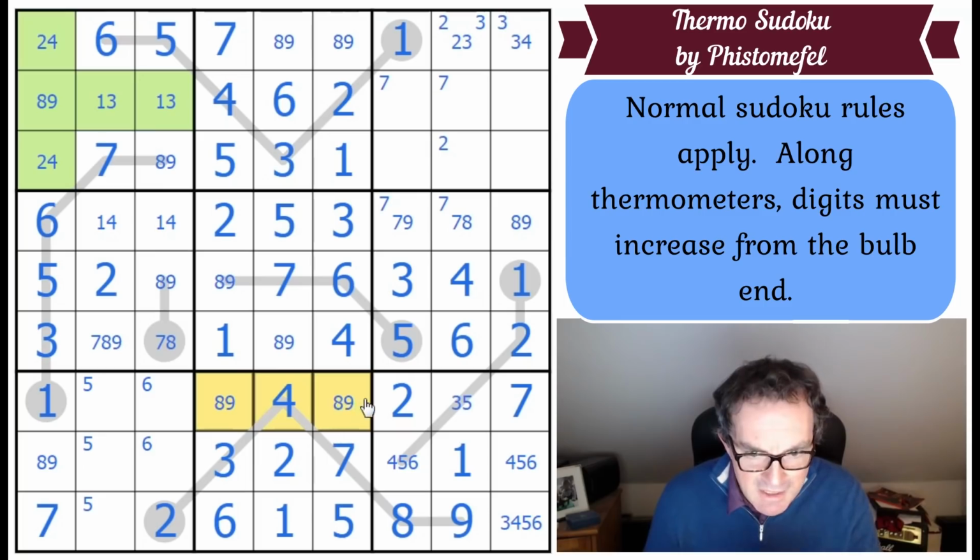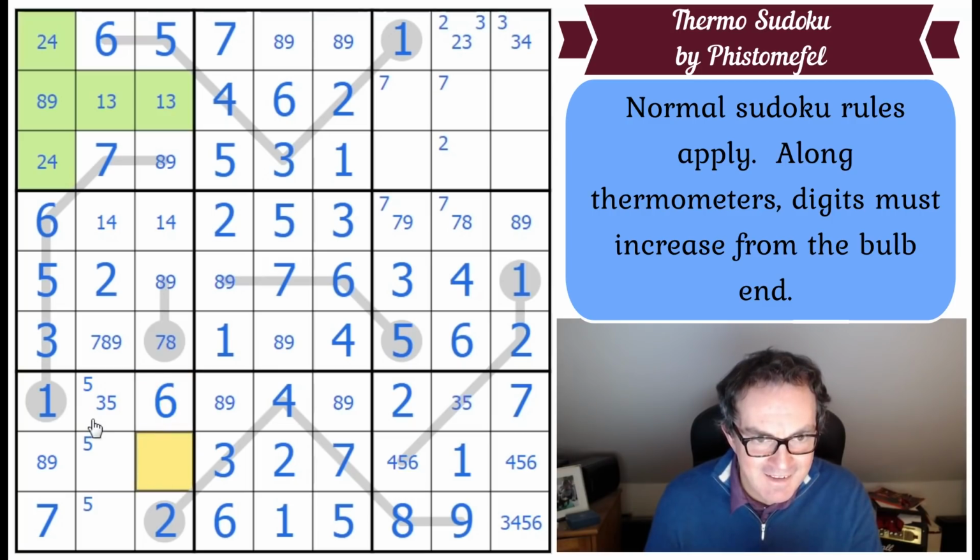8, 9 pair here. So in this row we need 3, 5 and 6. That might be useful. 3, 5 and 6. There's a 6 there, look. So this is the only place 6 can go in the row. No, it's still not rolling over. Oh, hang on. What about this row? 3s and 4s we've not placed. So this is 3 or 4. This is 3 or 4.